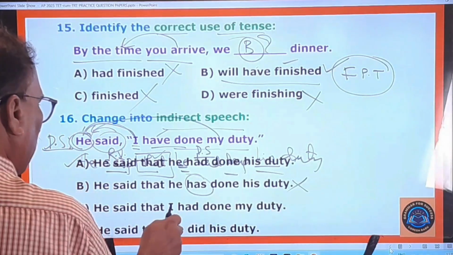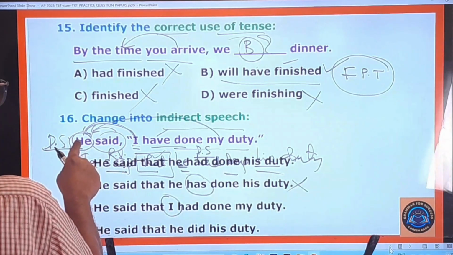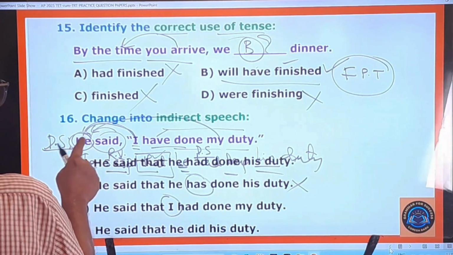Wrong. He said that I. So this I should be turned into he, whatever may be the subject of the reporting verb.